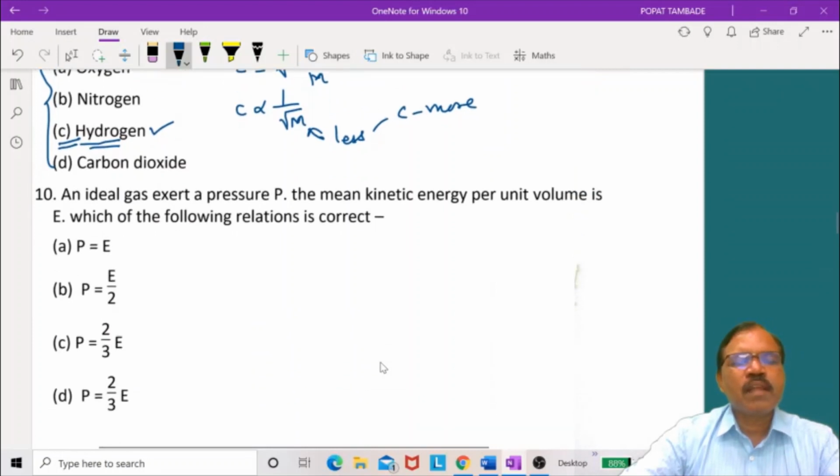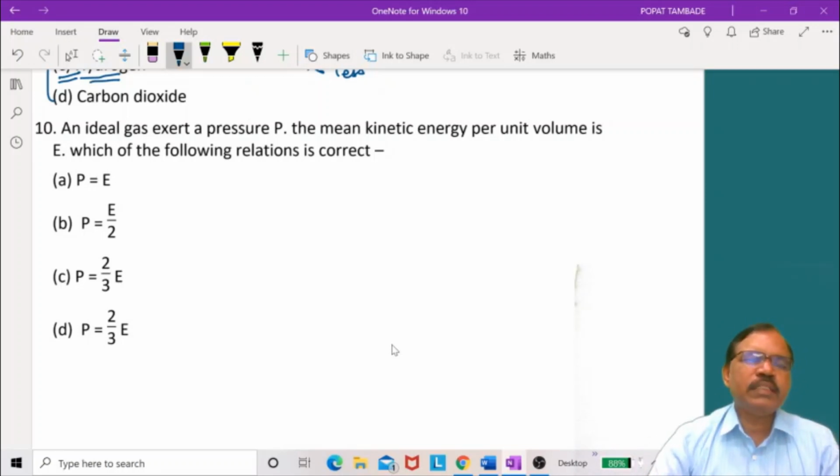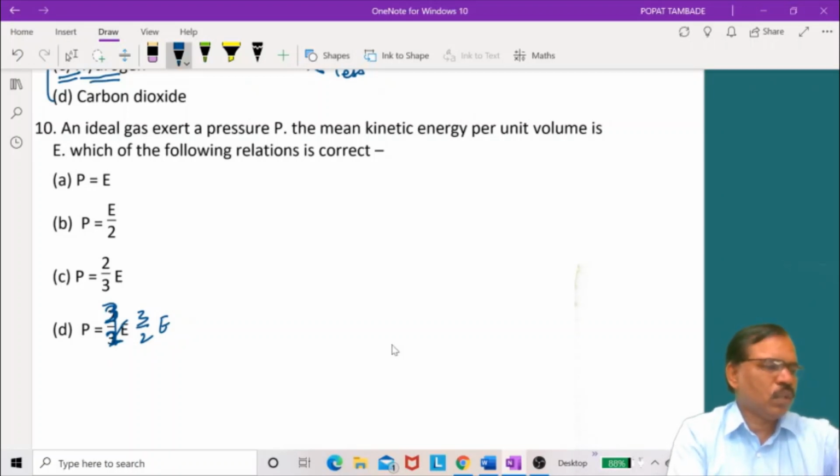Now next one. An ideal gas exerts a pressure P. The mean kinetic energy per unit volume is E. Which of the following is correct? P is equal to E, P is equal to E by 2, P is equal to 2 by 3 E, and P is equal to 3 by 2 E. So here, which one is correct? We will solve this.